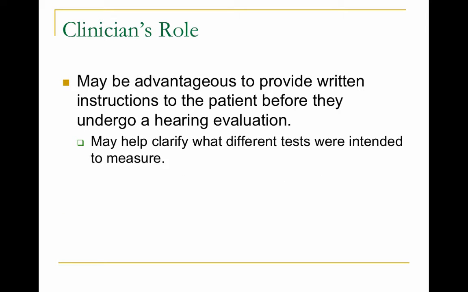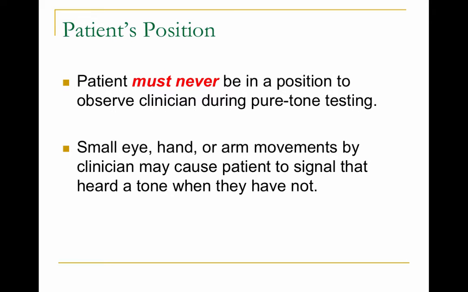You also might want to provide written instructions in the waiting room to help clarify what different tests you're going to be doing and what's intended with each test. When you're doing your testing, the patient must never be in a position to observe you, so small eye, hand, or arm movements could clue the patient in that you're sending in a tone. You don't want the patient to get any visual clues. You want the patient to really just be listening. That's why the patient's not going to face you when you're in the audiological booth, and you want to try to be discreet in your movements.